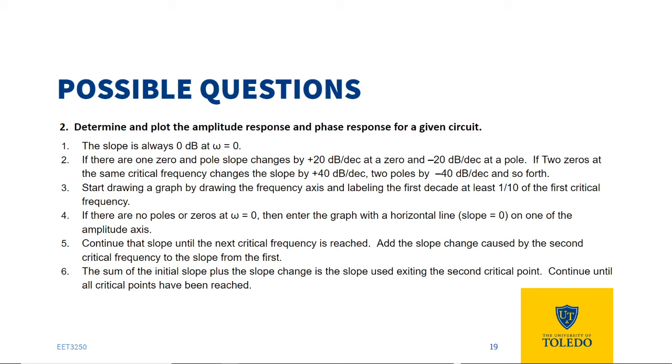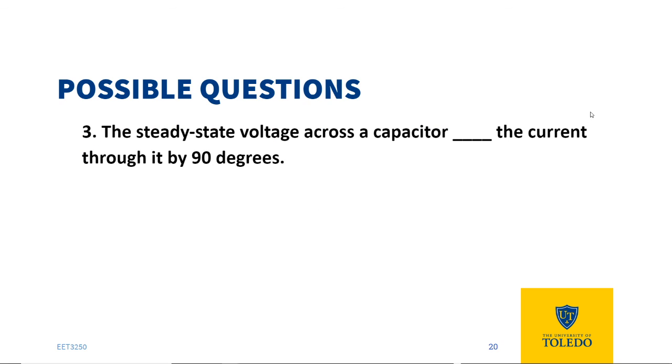If there are no poles or zeros at omega equals 0, then enter the graph with a horizontal line, slope equals 0, on 1 of the amplitude axis. Continue that slope until the next critical frequency is reached. Add the slope change caused by the second critical frequency to the slope from the first. The sum of the initial slope plus the slope change is the slope used exiting the second critical point. Continue until all critical points have been reached.